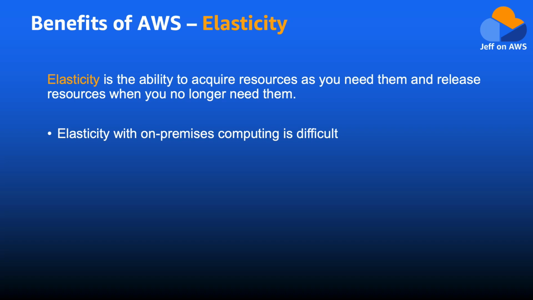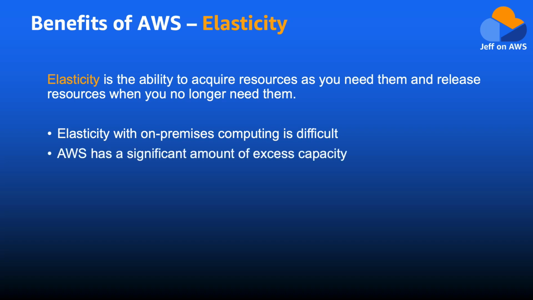Elasticity with on-premises computing is difficult, and that's because it costs money to have that kind of elasticity. If you want to be able to support high loads, then you have to pre-buy that equipment. And if your peak, let's say you're a retailer and you have a big peak around Christmas, then your capital budget has to support that peak for that 1 month out of the year, and the other 11 months that equipment basically is going to sit there underutilized, just waiting for the next big peak.